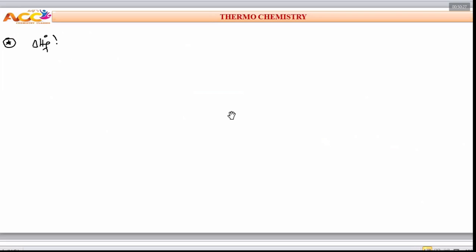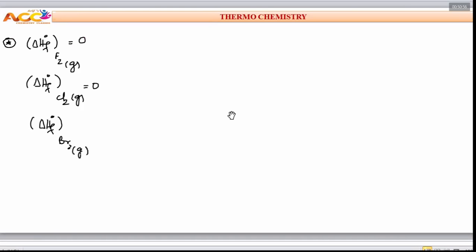Standard enthalpy of formation of fluorine, zero. Which fluorine? Gas. I cannot prepare fluorine from elements. This means, come on. Standard enthalpy of formation of chlorine gas is zero, meaning it is thermodynamically stable. It'd be very good. Standard enthalpy of formation of bromine gas is not equal to zero.